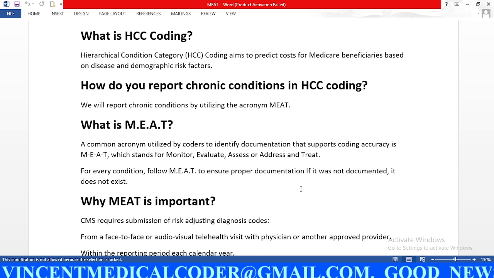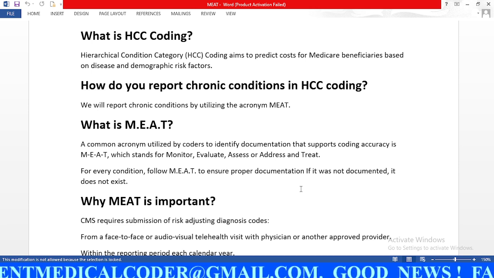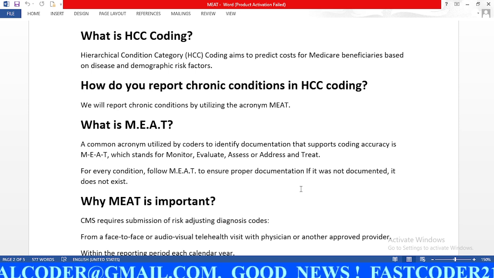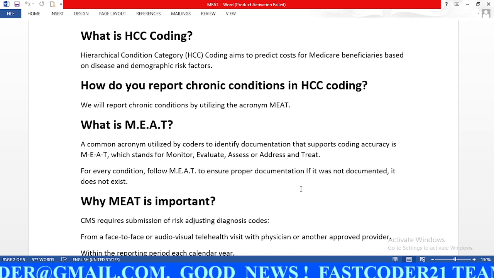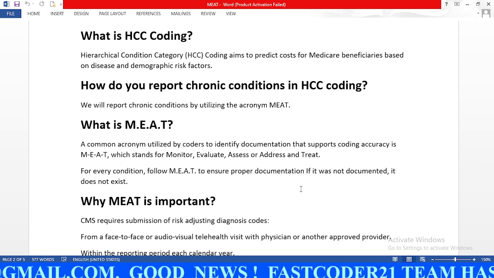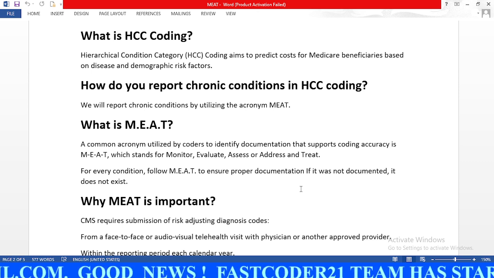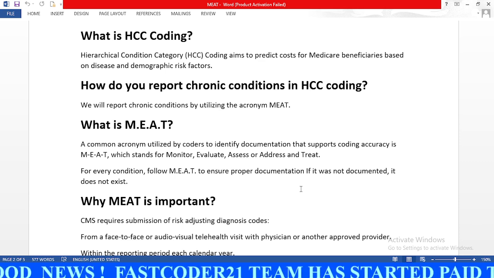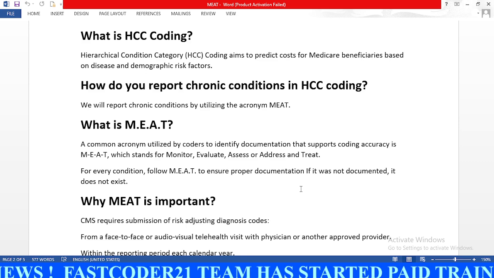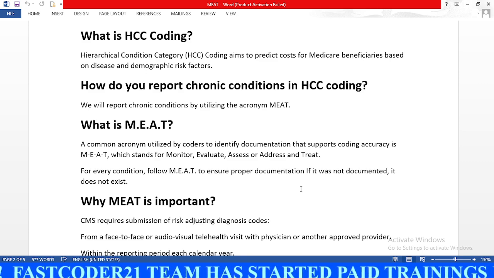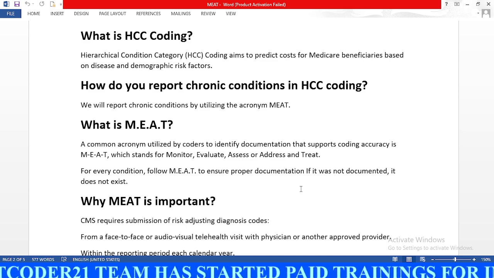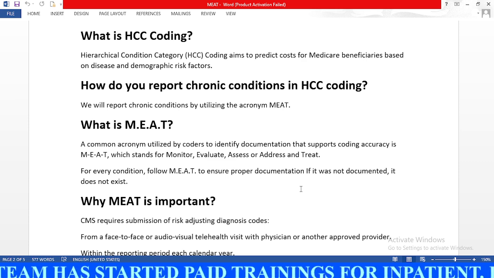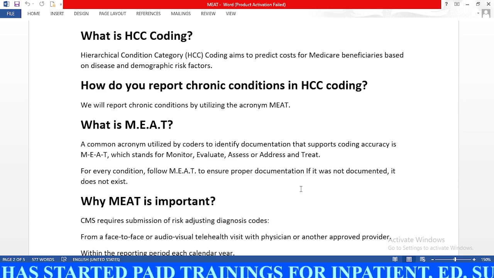So now we will learn what HCC coding is. HCC is an acronym. HCC means hierarchical condition category coding, which aims to predict costs for Medicare beneficiaries based on disease and demographic risk factors. So how do you calculate HCC for Medicare beneficiaries? It is based on the disease process as well as the demographic risk factors of the patient or Medicare beneficiary.